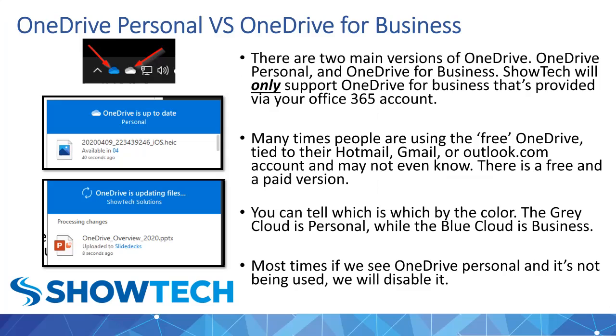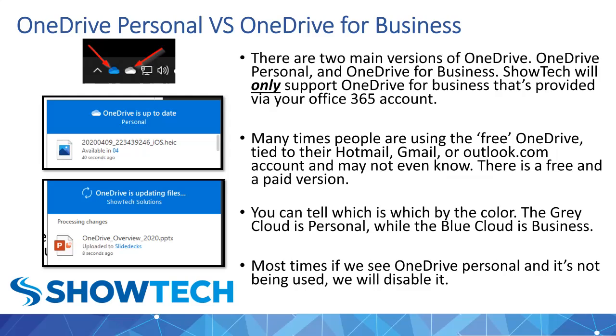There's two main versions of OneDrive. The stuff that comes with Outlook and Hotmail, which is the personal, and then there's OneDrive for business. For today's presentation, we're only going to talk about what I call the blue cloud, which is OneDrive for business. A lot of the times we'll end up on somebody's computer and we'll see the gray cloud there, and it's probably tied to their Hotmail or their AOL account or Gmail. And most of the time, everyone says, I don't even know why that's there.